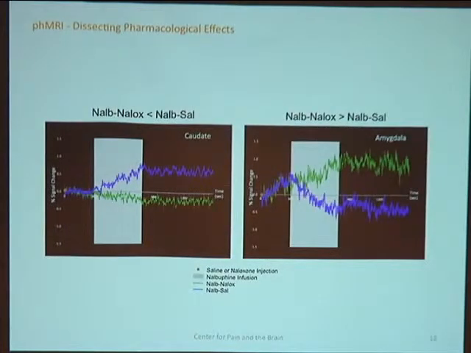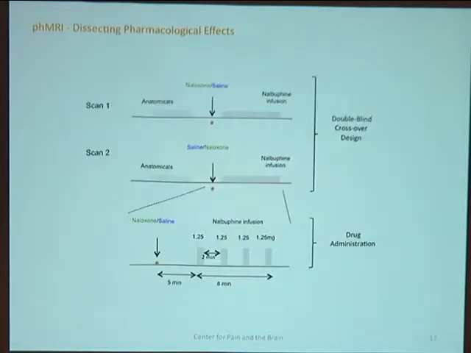And so taking these two groups, the same group of subjects, but as shown here, they either get naloxone followed by saline, and this is just a 0.4 milligram dose of naloxone. I mean, it's nothing.